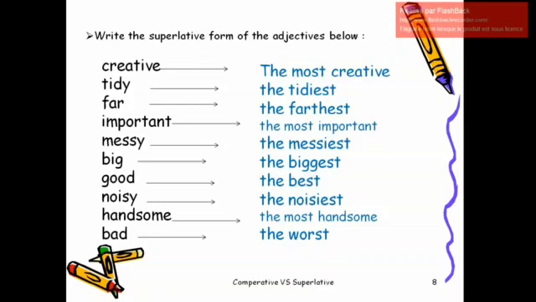Good, the best. Good is an irregular adjective, changes to the best. Noisy, the noisiest. Handsome, the most handsome. Bad, the worst. Here handsome is a long adjective and bad is an irregular adjective. Okay, so please pay attention to these rules before you write the superlative form of any adjective.